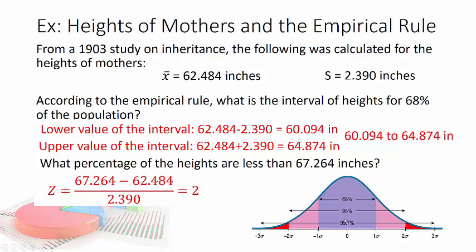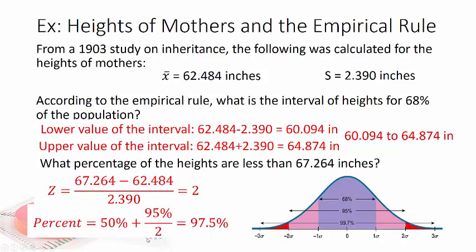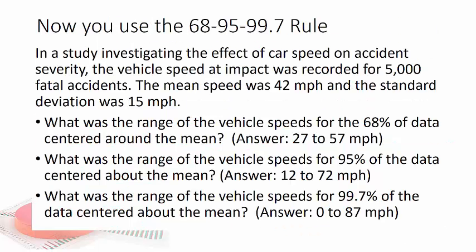Luckily, we know that half of the data is below the mean and half of the data is above. So what I'm going to do is say this half of the data is just 50% because I'm counting everything, and I'm adding this half of the curve, half of 95. And I get that 97.5% of the heights are less than 67.264 inches. So why don't you go ahead and use the 68, 95, 99.7 rule.